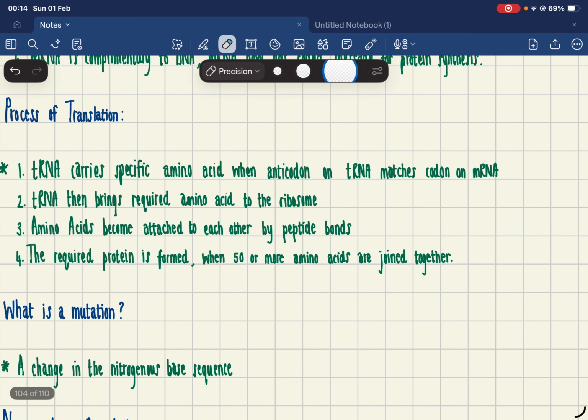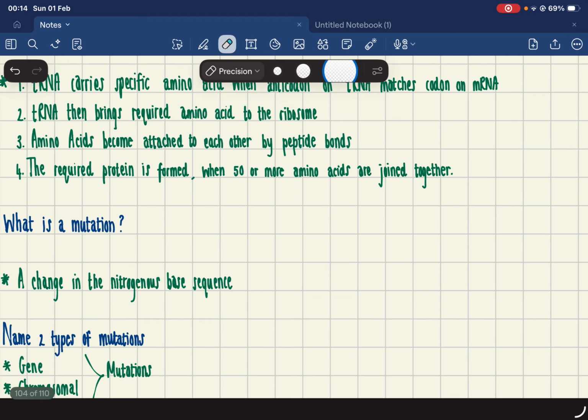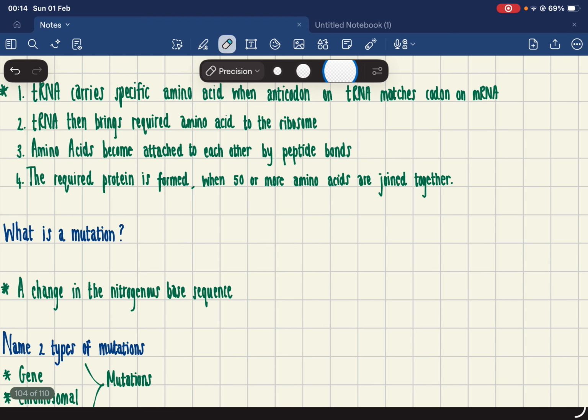Now, that being said, tRNA brings required amino acids to the ribosome, and the amino acids are bonded to each other by what we call peptide bonds. Now, when 50 or more amino acids are joined together, a particular protein is formed. Now, this process can go wrong, and when this process goes wrong, this is called a mutation, boys and girls. It could be good, it could be bad.